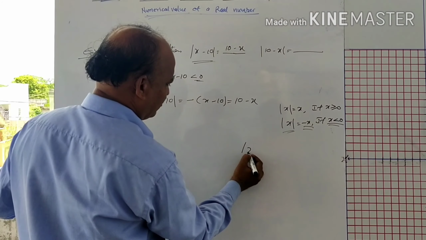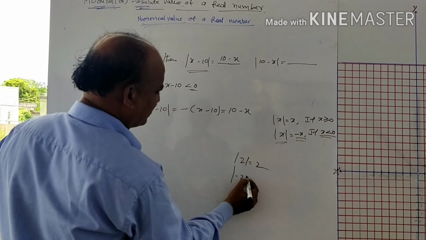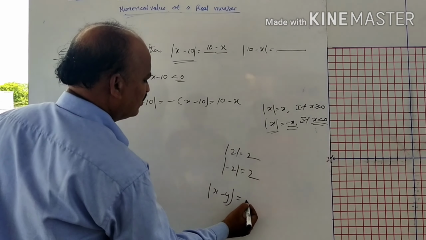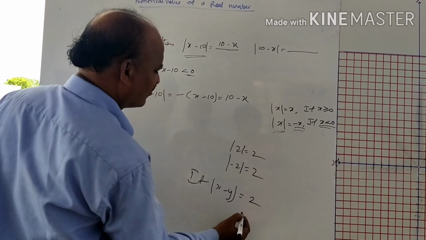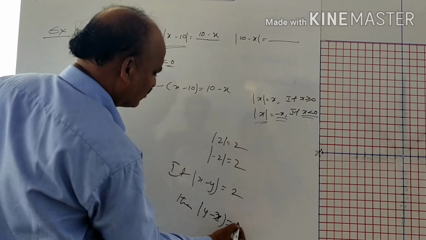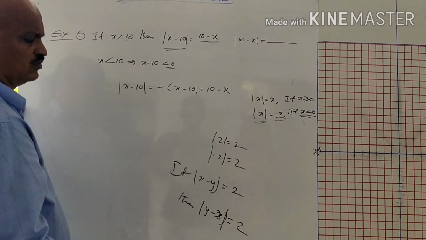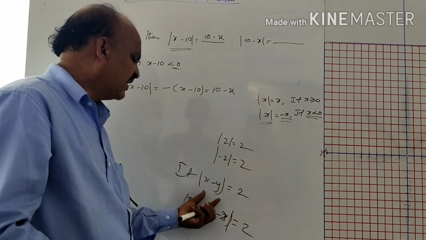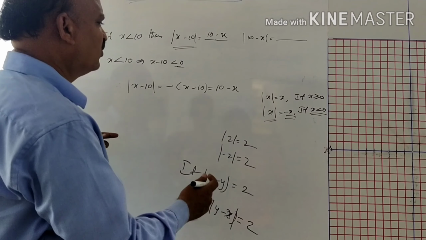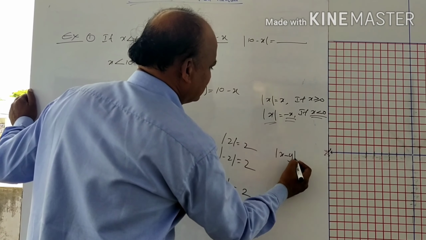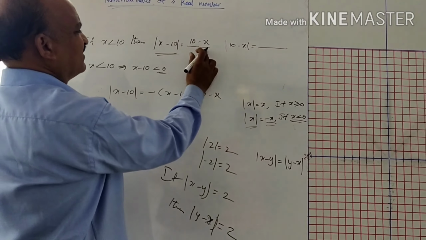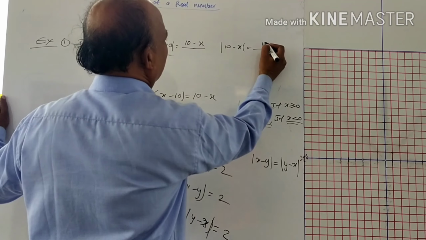For example, modulus 2 equals 2, and modulus minus 2 equals 2. If modulus x minus y equals 2, then modulus y minus x is also 2. The numerical values of x minus y and y minus x are the same, the positive value 2. So modulus x minus y equals modulus y minus x. Here modulus x minus 10 equals 10 minus x, and modulus 10 minus x is also 10 minus x.